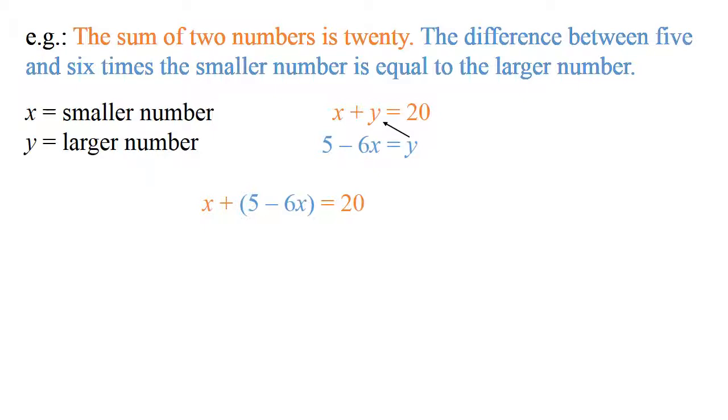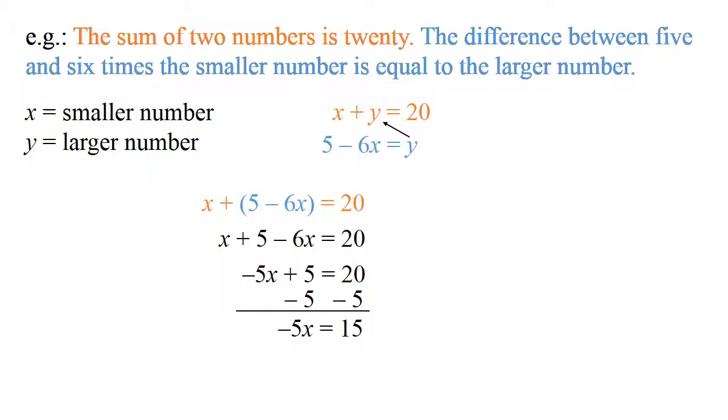Again, looking at that, there's nothing multiplying the quantity, so I can just drop the parentheses and start combining like terms. So I'm going to just start working this out. x minus 6x is negative 5x plus 5. And then just solve this equation like I normally would. Subtract 5 from both sides, getting rid of the constant. And then get rid of the coefficient. Divide both sides by negative 5. And that gives me x equals negative 3.